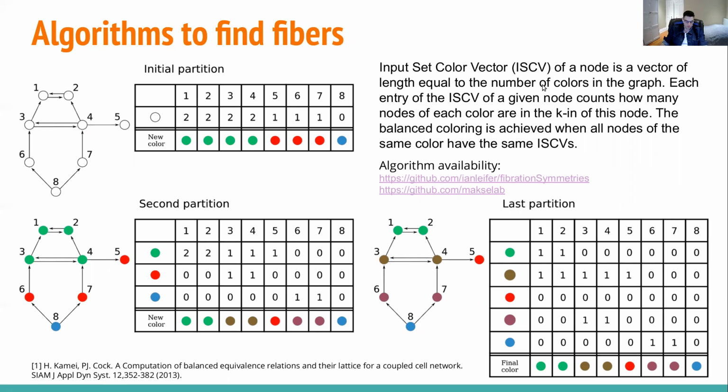The input set color vector of a node is a vector whose length is equal to the current number of colors in the graph. Each entry counts how many nodes of which color are in the input set, or the k-in, of this node.